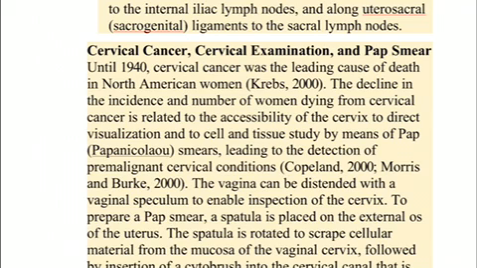To prepare a Pap smear, a spatula is placed on the external os of the uterus. The spatula is rotated to scrape cellular material from the mucosa of the vaginal cervix. Then what follows, you have insertion of a cytobrush into the cervical canal, and this is rotated to gather cellular material from the supravaginal cervical mucosa. So this cellular material is placed on glass slides and is taken for microscopic examination. Examination of the uterus is what I want to talk about now.